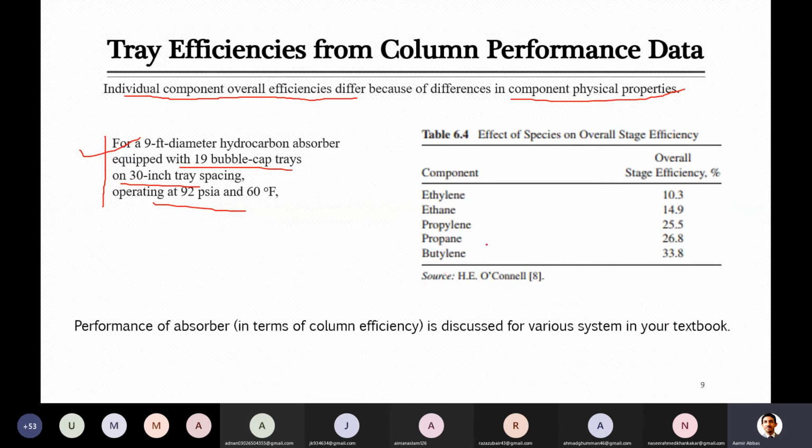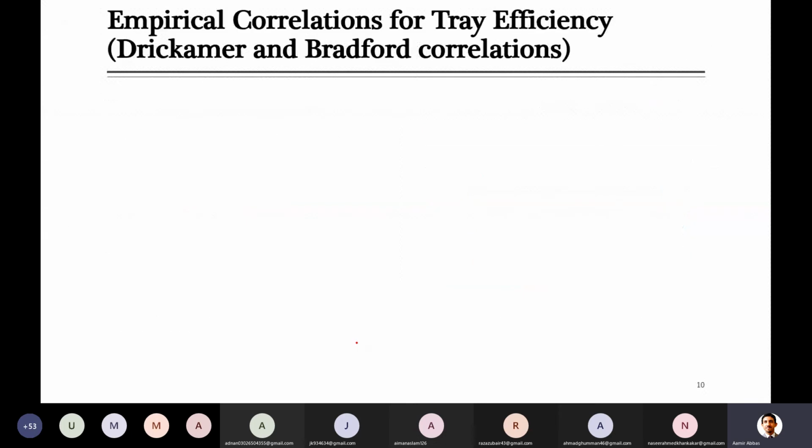Similarly, there are various examples discussed in your textbook in which he has mentioned that if you use the same column but the components are different, the systems are different, the efficiency varies. He discussed some things related to the CO2 and NH3 separation by using water, and he has mentioned accurately what the parameters contributing are, and those are the K values, the solubility parameters, and they are different for the various components which you are absorbing. So due to this reason, the absorption efficiency of the tray or the overall column will be different for various components.